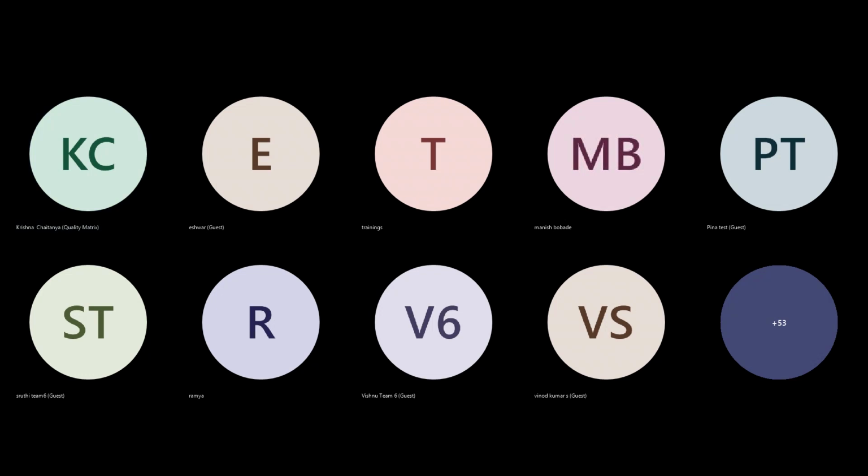Sir, integer can store 4 bytes, like 10 digit numbers. Float also stores 4 bytes, but it has fractional numbers. After the decimal point, it can store up to 6 to 7 decimal digits, sir.